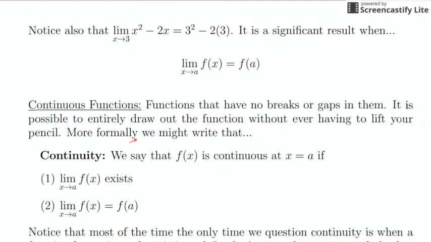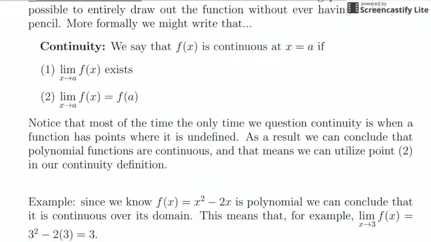Now, more formally, we might say that a function is continuous at some value a if, let's take a quick look at this, first of all, the limit exists. Now, what that means specifically is approaching it from the left or the right, because remember the way a limit works. I need to be able to approach the value of a from either the left-hand side or the right-hand side in order for the limit to exist. And they have to be the same as each other.